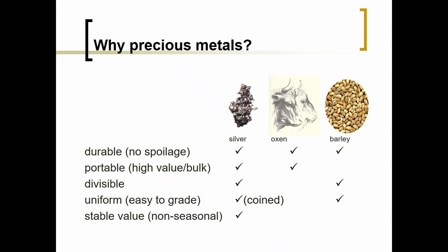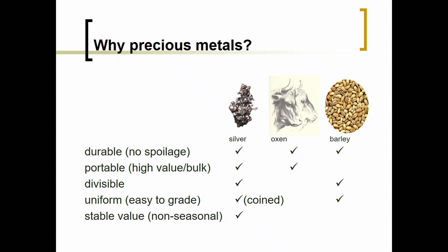Next, it needs to be uniform or easy to grade. So if you coin silver, that's the case. It's easy to see how much that coin is worth. Again, it makes it easy to engage in transactions. You don't have to worry. You don't have to look at the coin and assay it, like assess its value. Is this really silver? Or is there some other metals inside of it?